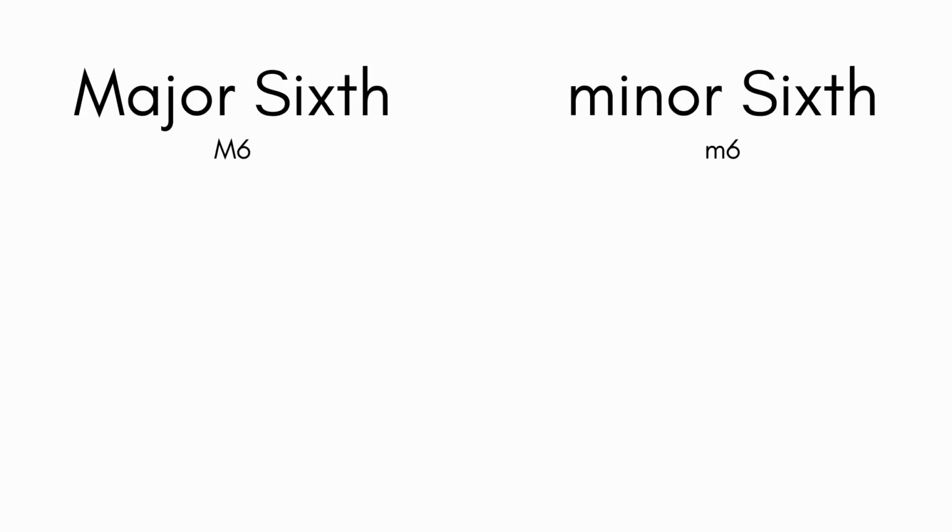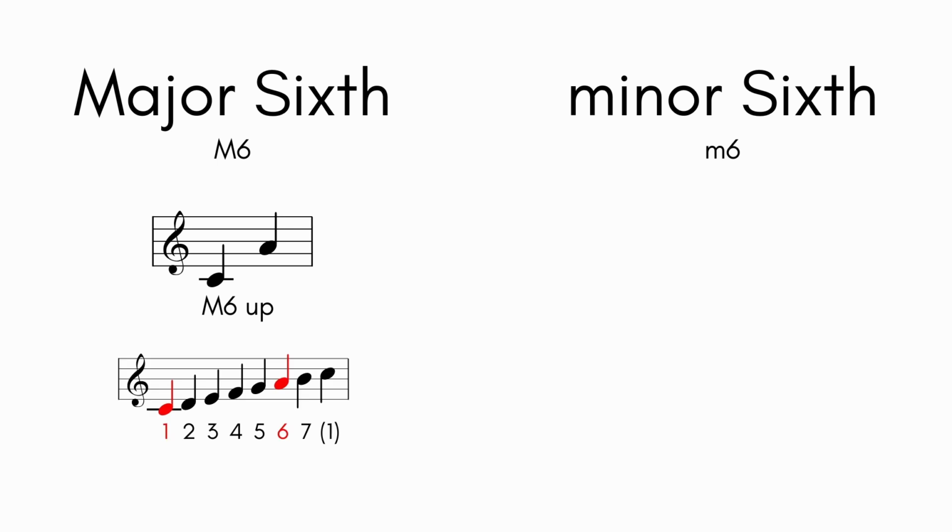The next interval we'll be discussing is the sixth. The sixth has a major and minor form. A major sixth up from C is A, since A is the 6th scale degree of C. Knowing this, we can figure that A flat is a minor sixth up from C, since A flat is a half step below A.